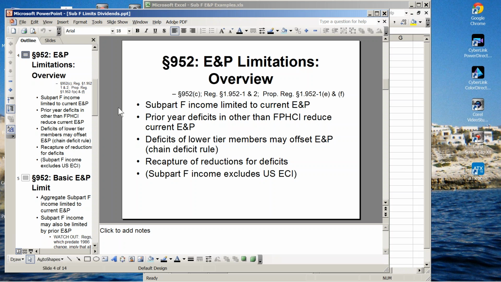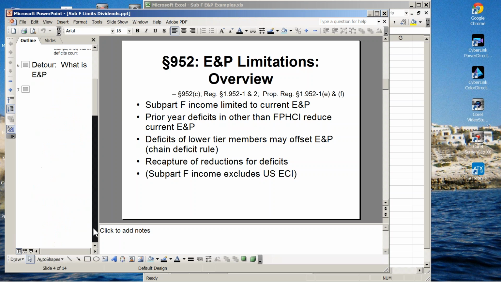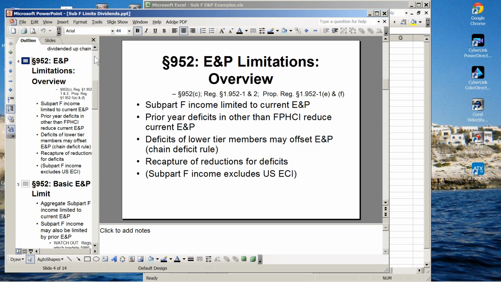So the first step of Subpart F is we have to determine net income by category. The categories are foreign personal holding company income, foreign-based company sales income, foreign-based company services income, foreign-based company insurance income, and foreign-based company oil-related income. So those are the categories of Subpart F income. You'll notice none of those categories are 956 inclusions. Those are handled separately. So this E&P limit on the Subpart F inclusion is separate and apart from the 956 limit.